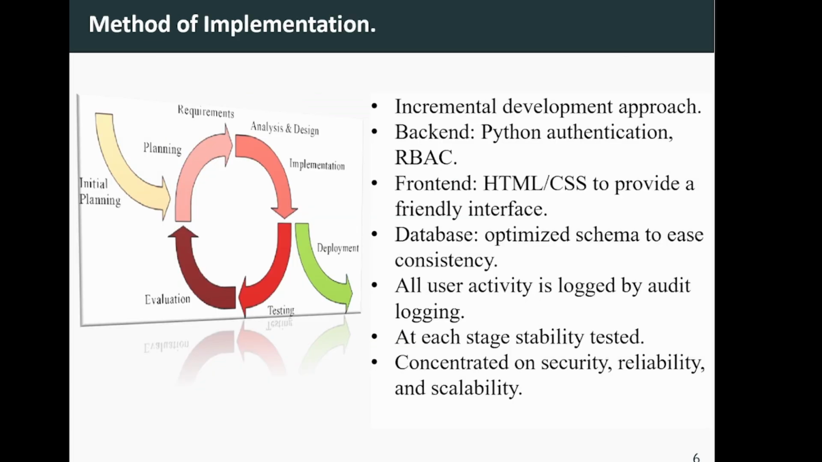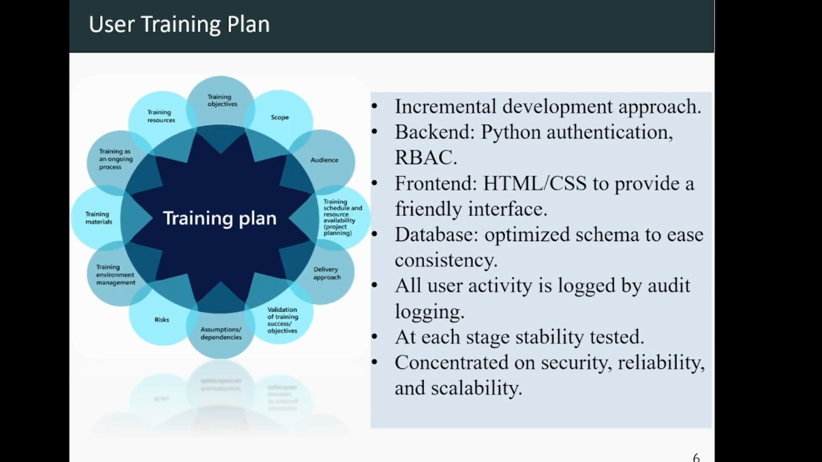Slide 10. We used an incremental development model. The backend authentication and RBAC features were built first. Then the front end was added, followed by database integration. Testing happened after each stage to confirm stability and fix errors. This method reduced risk and created a clear path from prototype to working system.